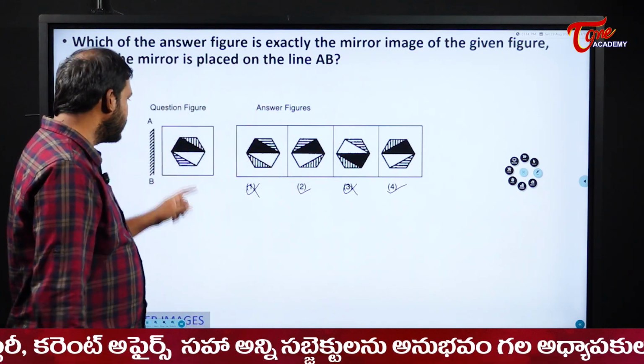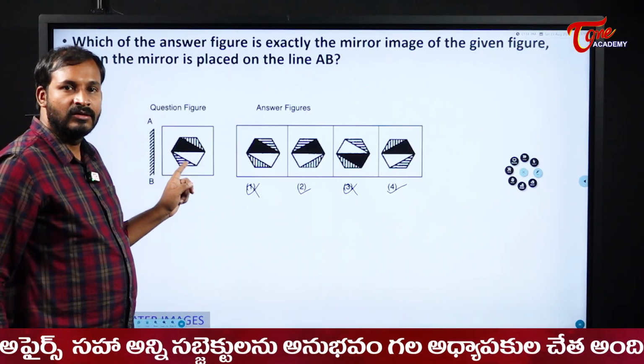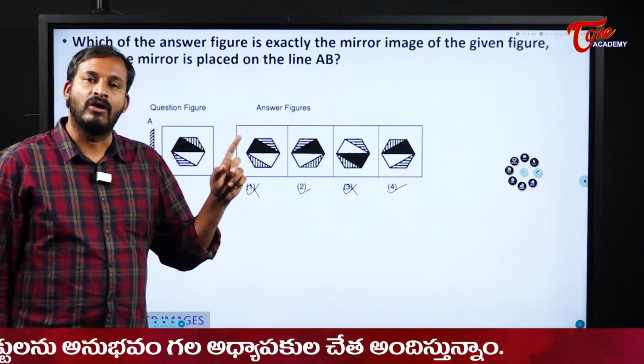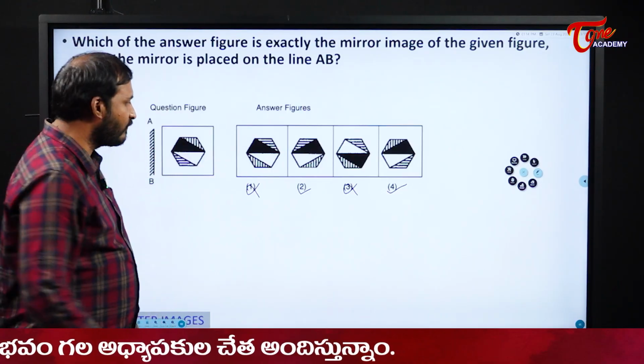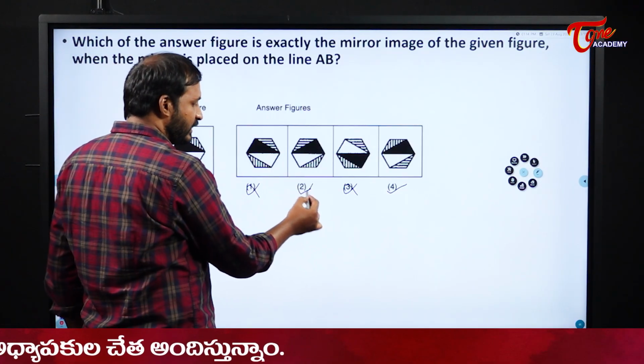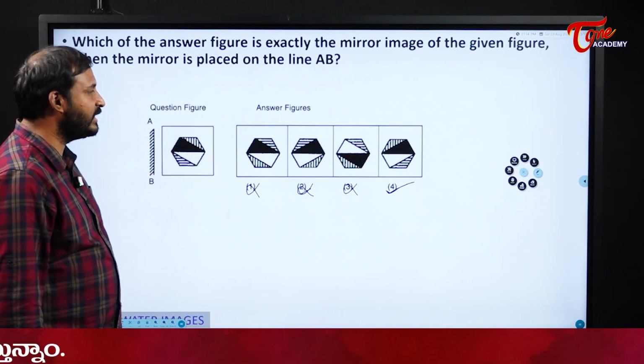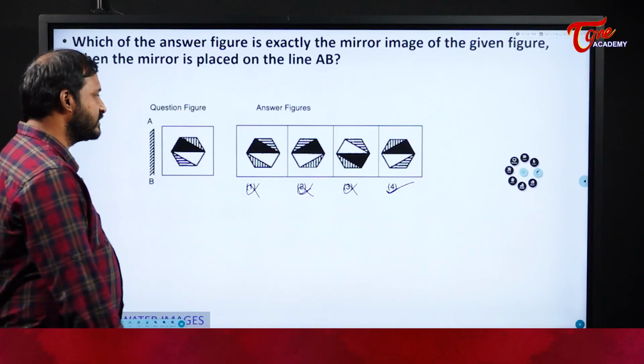Okay, next. See here, these are what? Horizontal lines. So in my mirror image also it should still remain horizontal lines only. But what is happening here, they are becoming vertical lines. So our answer here becomes option 4.